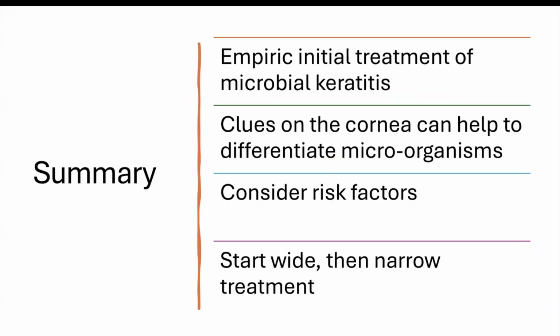And what I wanted to touch on was just, you're going to start off with empiric initial treatment. You're going to start these patients on a broad spectrum antibiotic. If you're worried that it's something that the broad spectrum is not going to cover, you may want to consider combined therapy. But there are some clues on the cornea, especially in those initial stages before they've started treatment, that can help to differentiate your microorganisms.